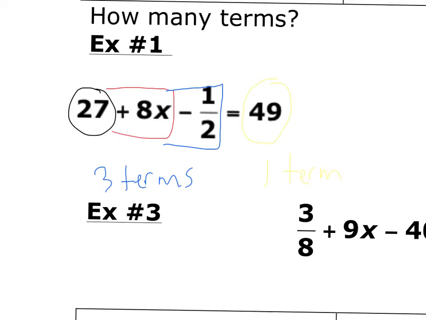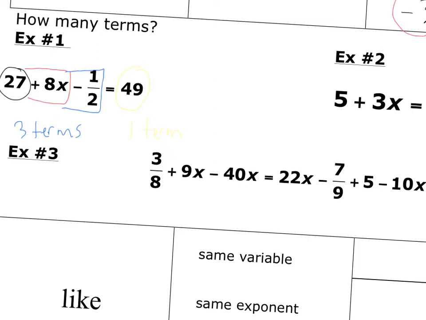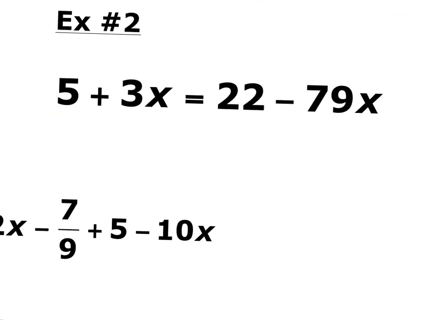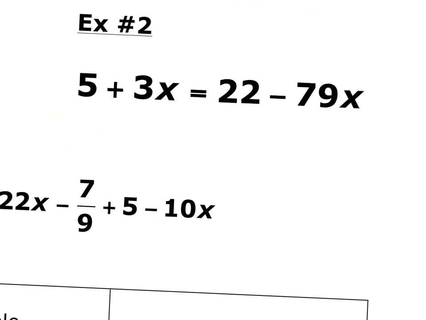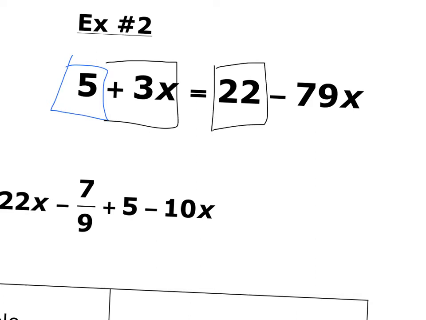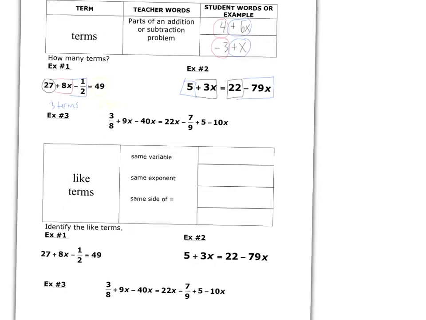Let's try one more of those. On the left side, you have 1 term, you have 2 terms. Always include the operator to the left. And on the right side, you have 1 term, 2 terms. So you always need to learn how to differentiate between terms.